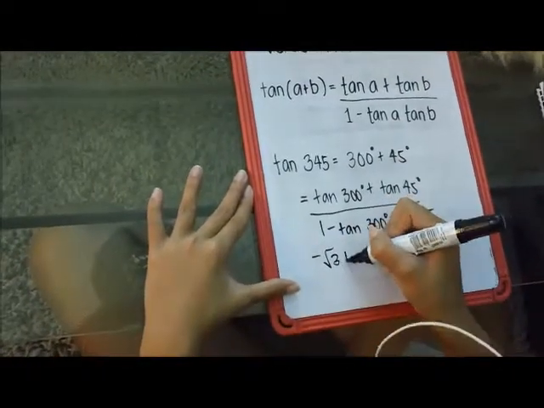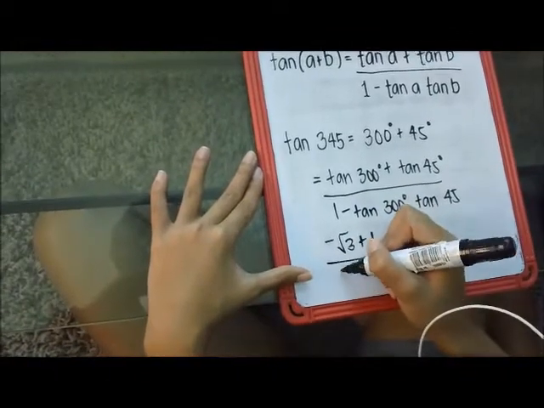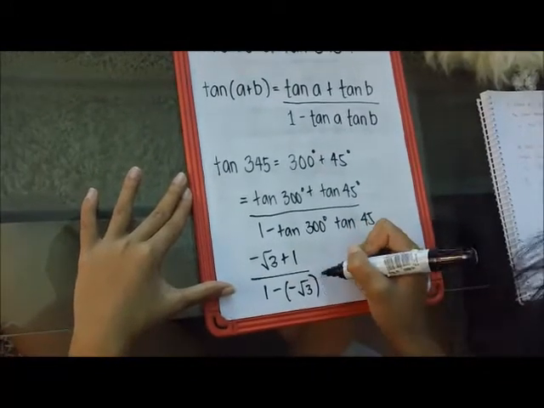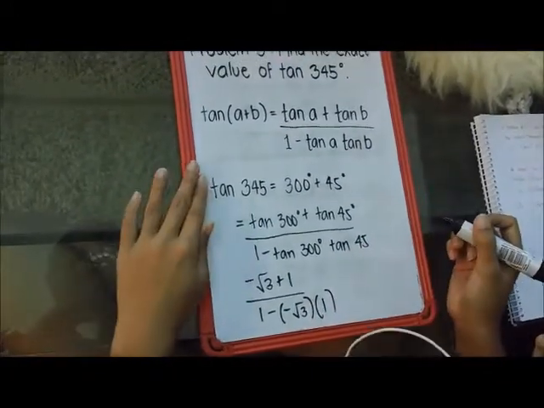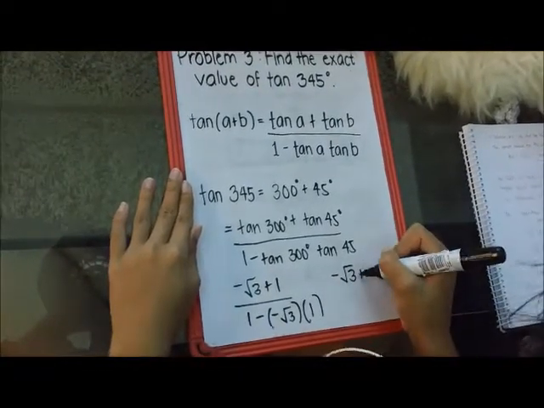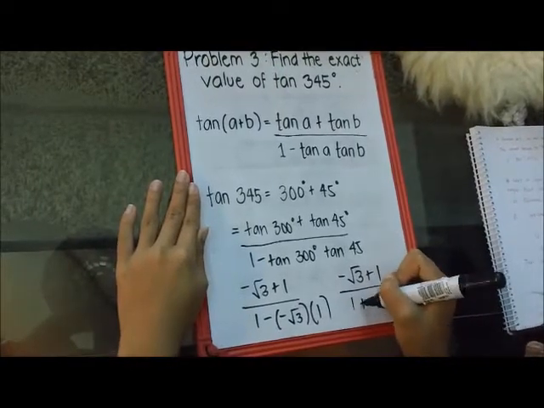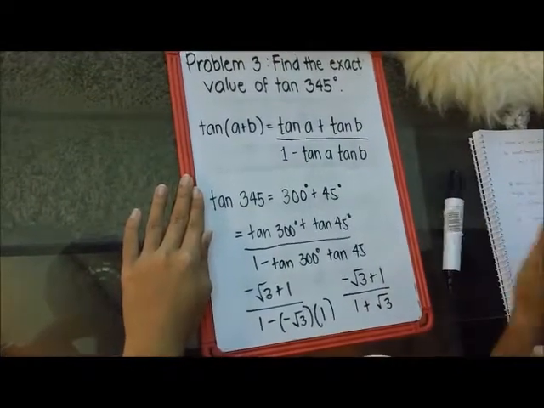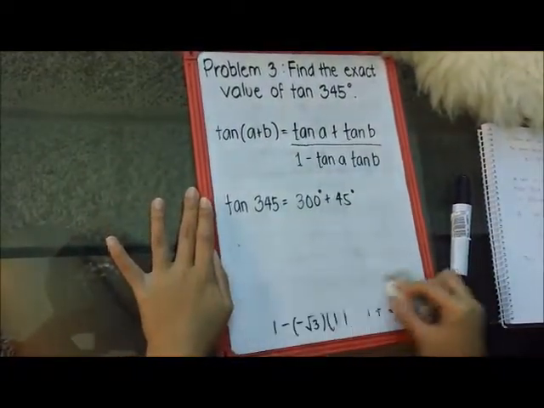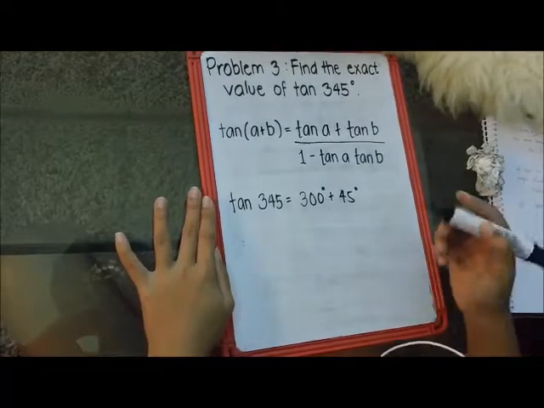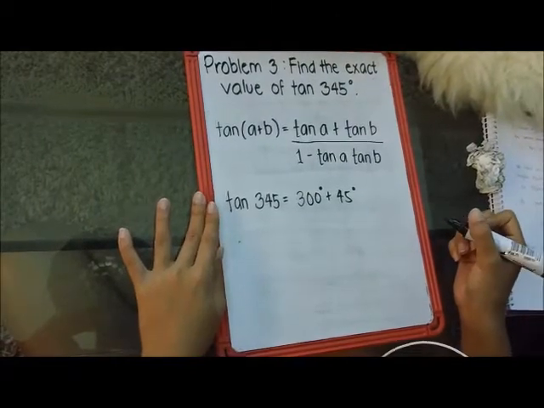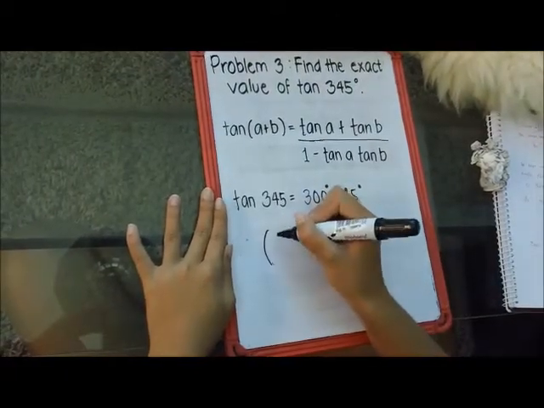So now it's negative square root of 3 plus 1 over 1 minus quantity negative square root of 3 times 1. Then it becomes negative square root of 3 plus 1 over 1 plus square root of 3. Since there is a square root in the denominator, we must rationalize it.